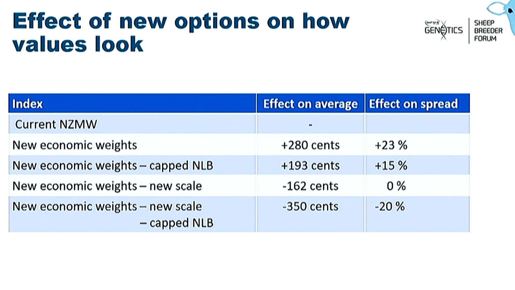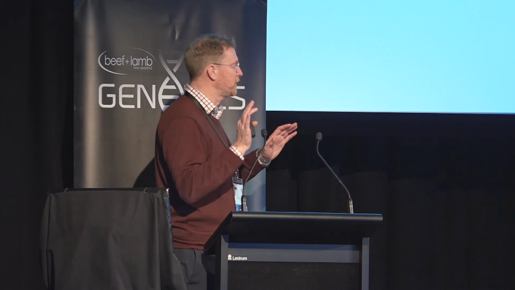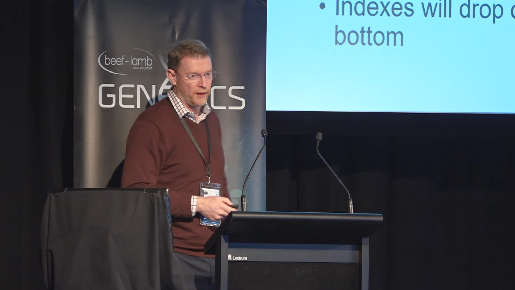At the moment we're all committed to bringing out the new economic weights with capped NLB, which will increase the average by 200 cents and the spread by about 15%. There is an opportunity to change the units of the index to per lamb born, which would take 350 cents off and reduce the spread. Either way we're going to buggy you around, but the question is, can we change the scale to per lamb born? We believe that will make it a lot easier for you to communicate the value of a superior ram to your ram buyer. Hopefully we can have an argument about that in a minute.